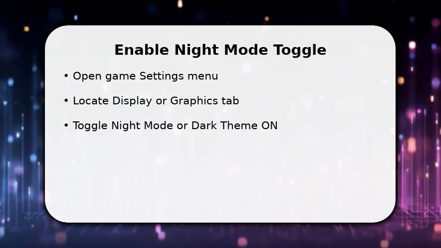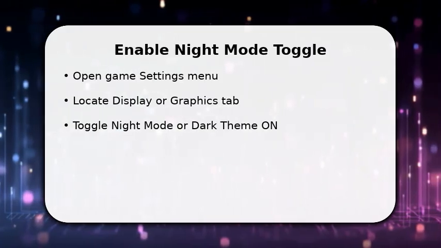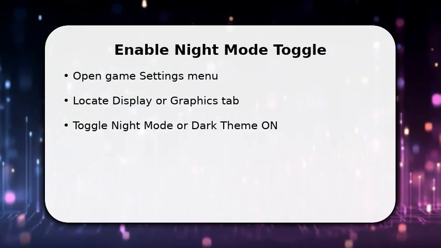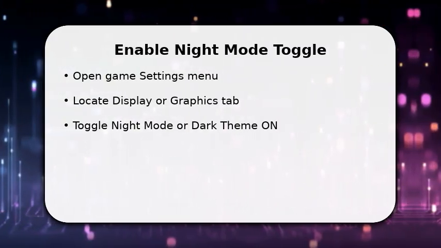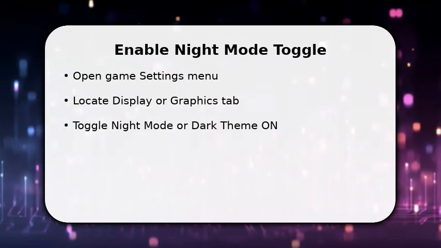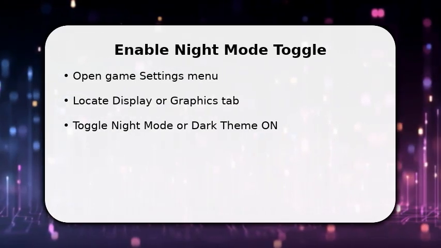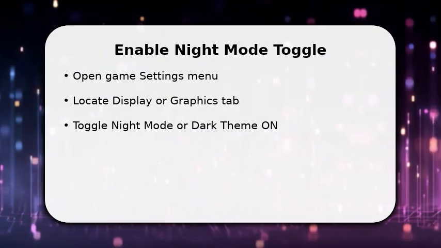You start inside the settings, open it now and go straight to display or graphics. You want to find the night mode or dark theme toggle, flip it on. Doing this reduces glare and shifts colors for better contrast while riding at night. It preserves visibility of dashboard elements and track lights.